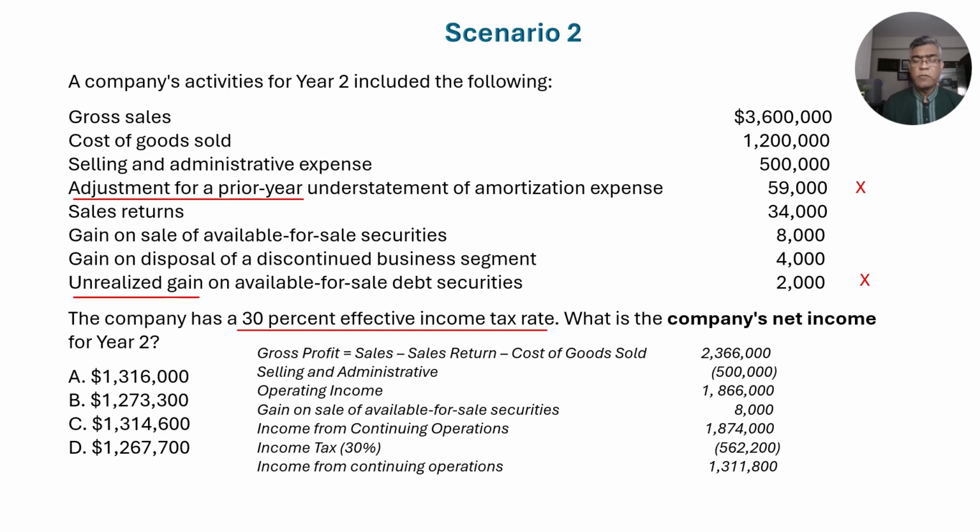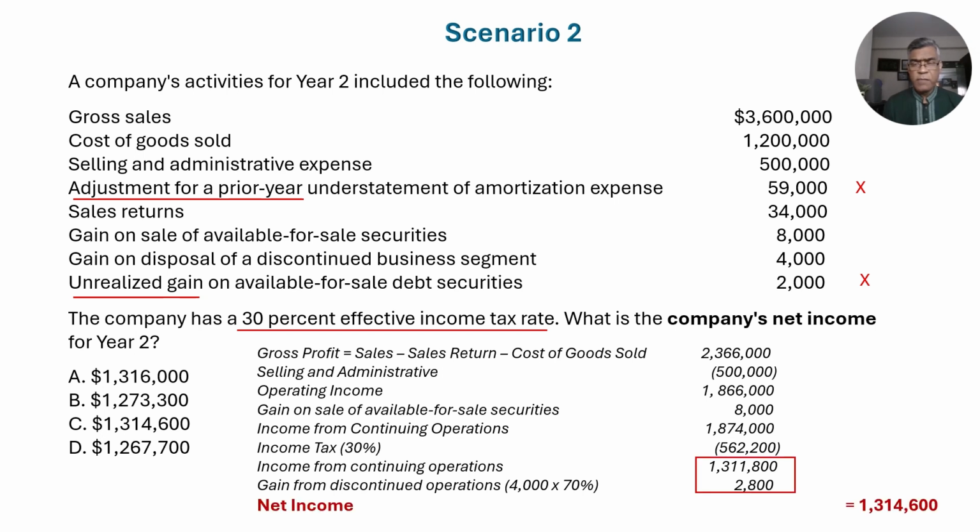Now we need to consider the discontinued operation. It should be reported net of tax, meaning after tax deduction. So we need to count 70%. 70% of 4,000 is 2,800. As it is a gain, it should be added. So what is the net income? The net income is 1,314,600. Option C is the correct answer.